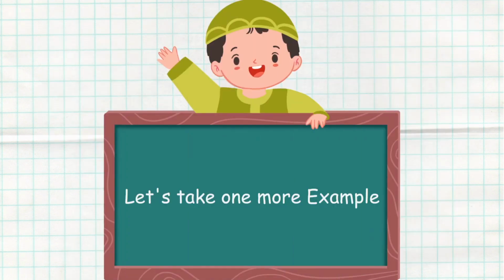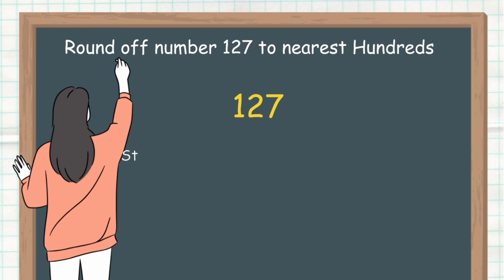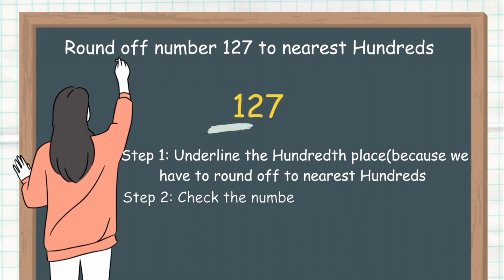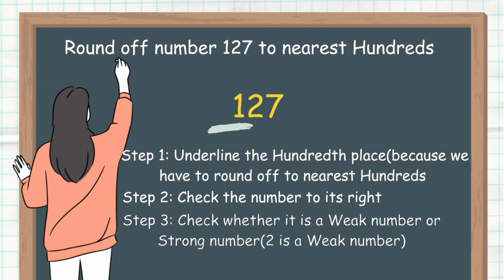Let's take one more example. Round off number 127 to the nearest hundreds. Underline the hundreds place because we have to round off to the nearest hundreds. Step 2. Check the number to its right. Step 3. Now check whether it is a weak number or a strong number. Here number 2 is a weak number.